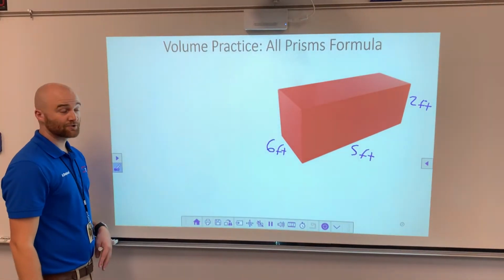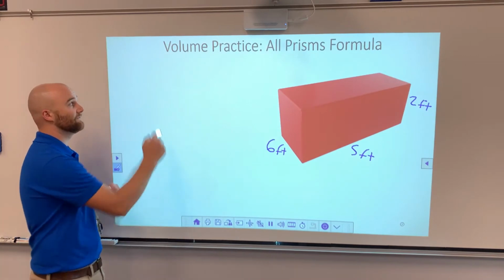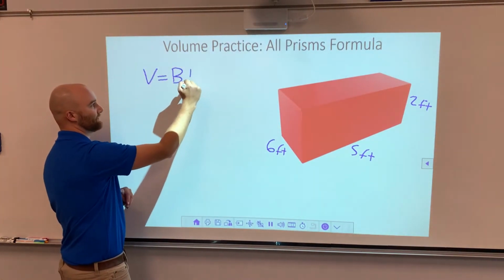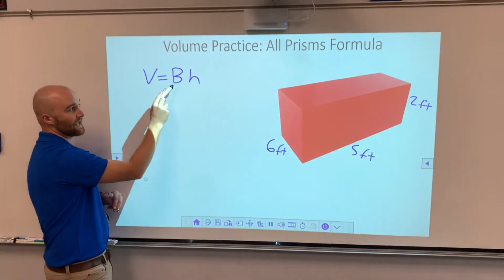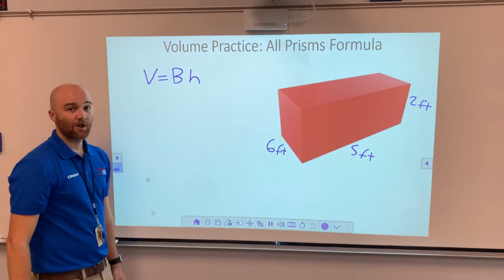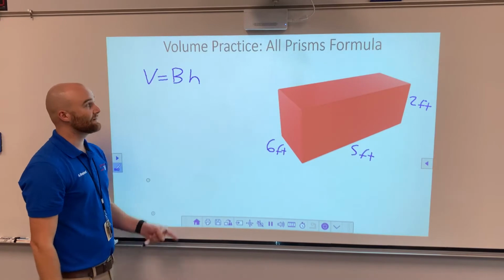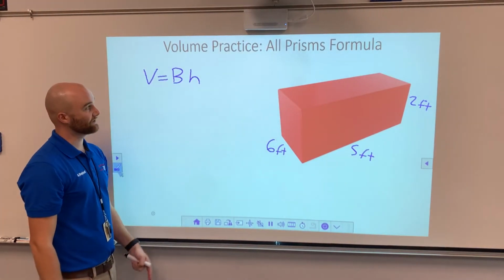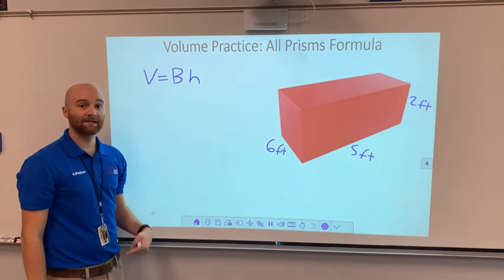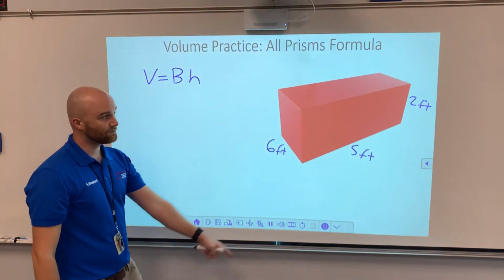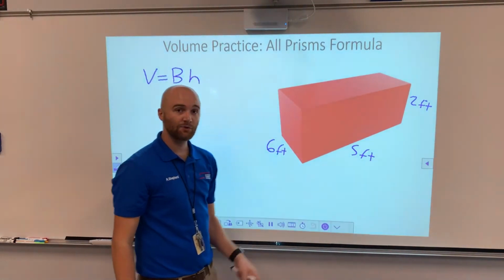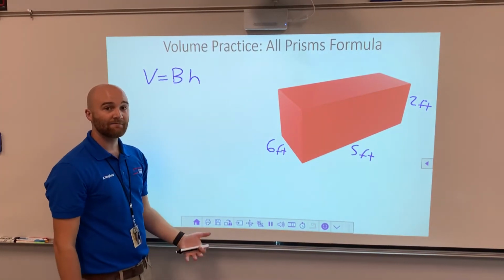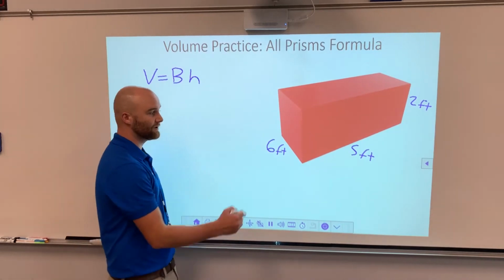The first thing I want you to do is find the volume formula and write that volume formula down. The volume is equal to the area of the base times the height. One way of thinking about this is thinking about the area of the base as how many would fit on one layer, and then the height as how many layers you've got. Here we've got 2 feet, so we'll have 2 layers. But first, I need to figure out how much would fit on just one of those layers.